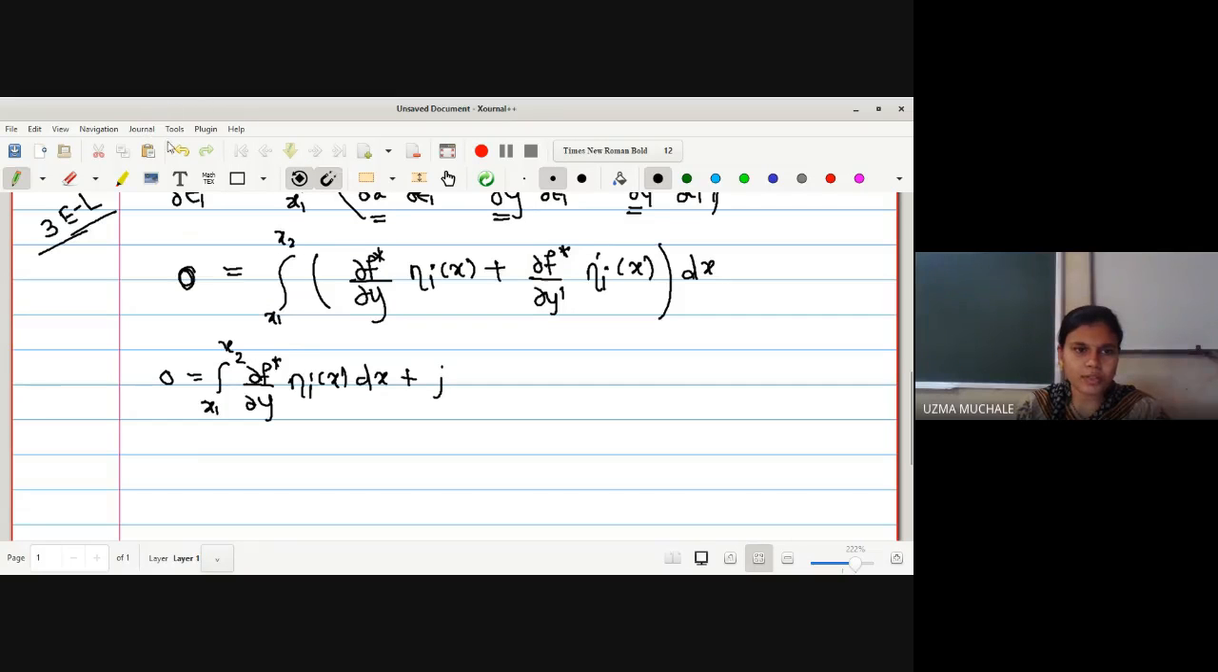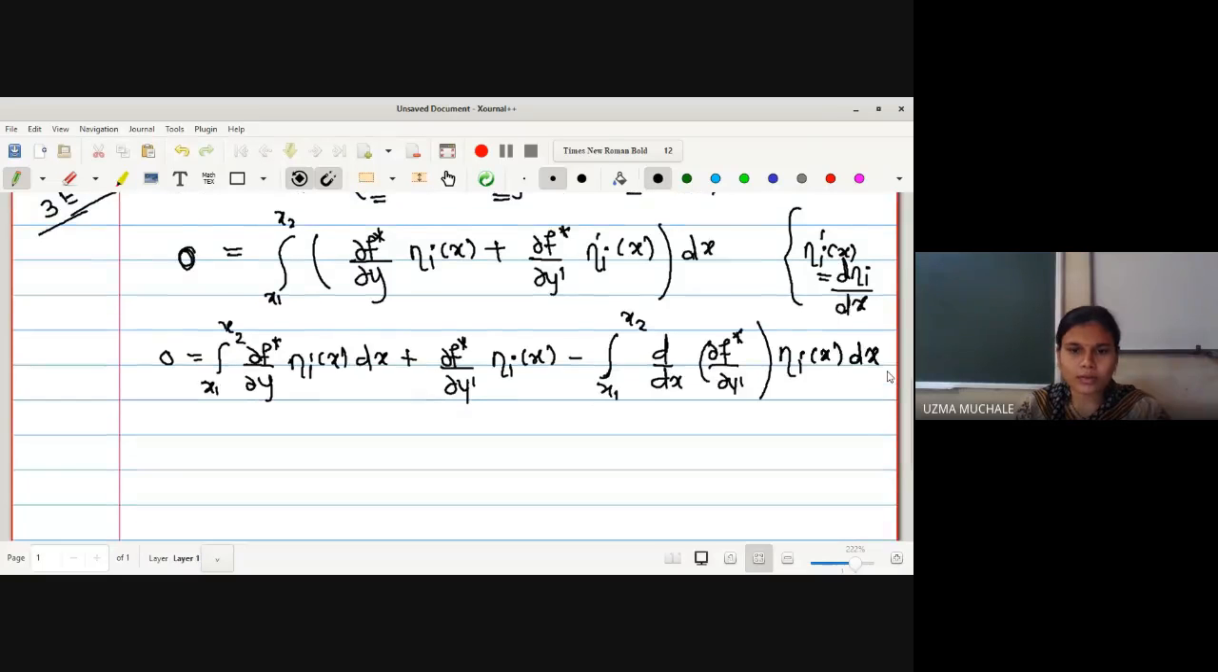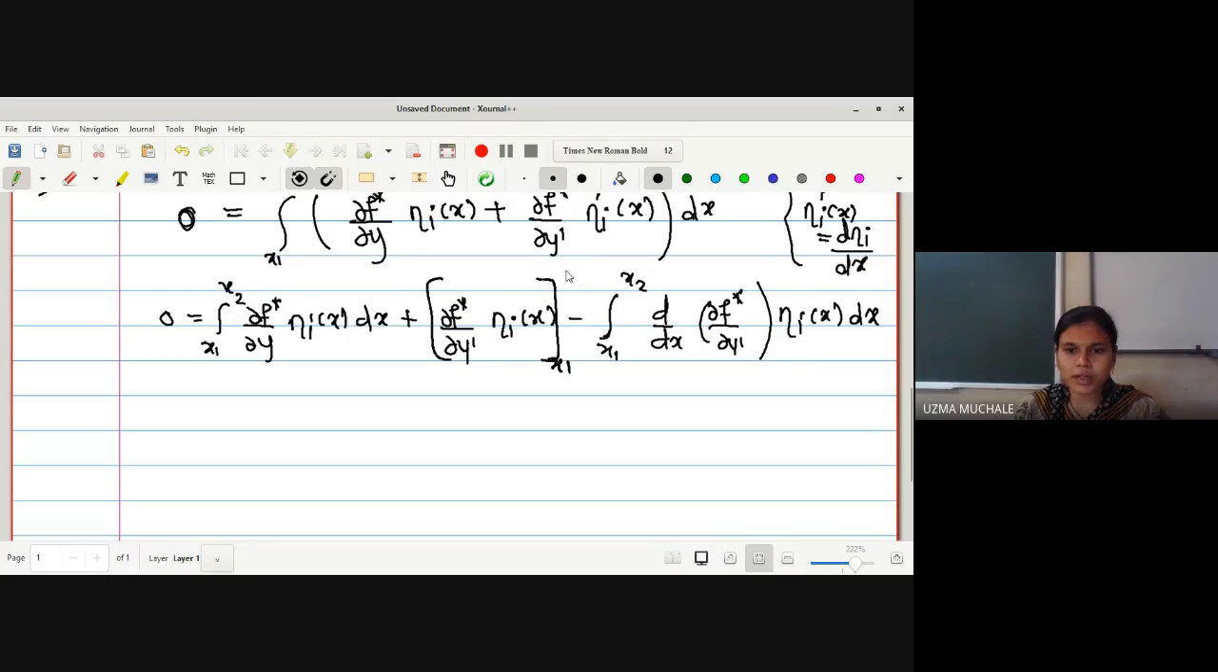Okay. For that we have to use integration by parts. What will be the first term? We keep this as it is, and integrate eta i dash of x. What is eta i dash of x? It is nothing but the derivative of eta with respect to x. If we integrate with respect to x, the derivative and integration will cancel. We will have simply eta i of x, minus the integration of the derivative of the first term, that is d by dx of f star with respect to y dash, times the integration of eta i of x dx. Now here we have to put the limits also. What are the limits? x1 to x2.